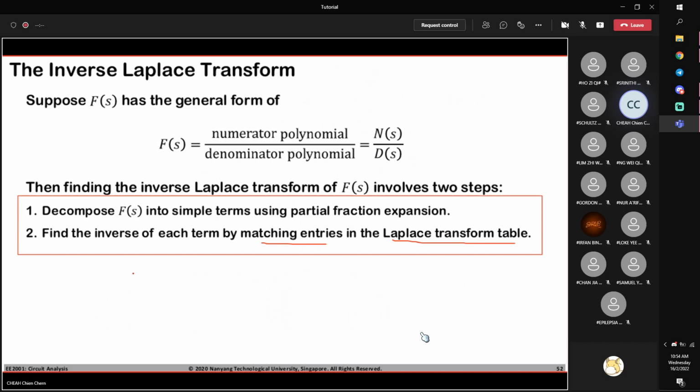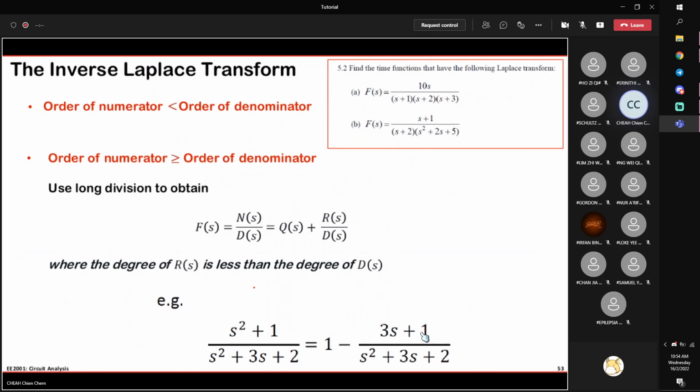Okay? So any general solution which you cannot find in your table, decompose them by partial fractions into a linear combination which matches your entries in the table, and then make use of the linearity property to find the inverse Laplace transformation. There's also this note saying that the order of your numerator must be less than the order of your denominator, as in this two.